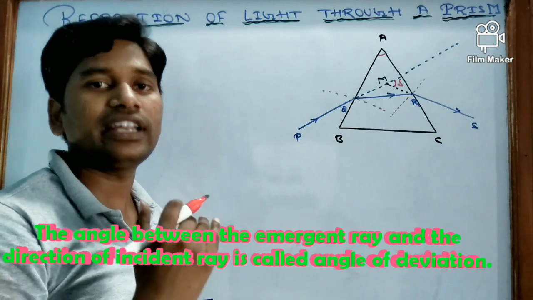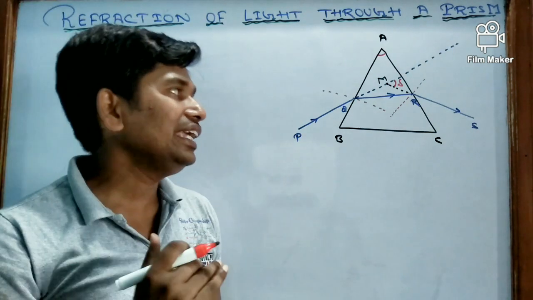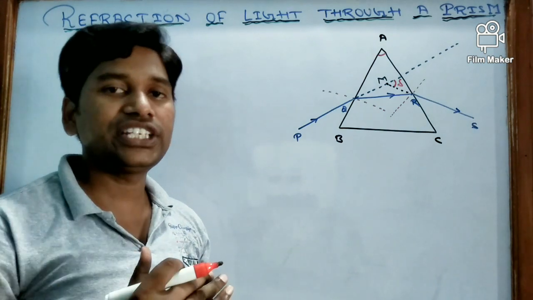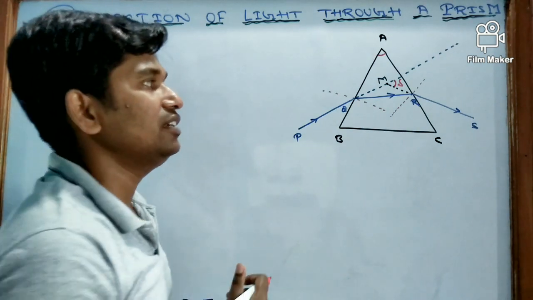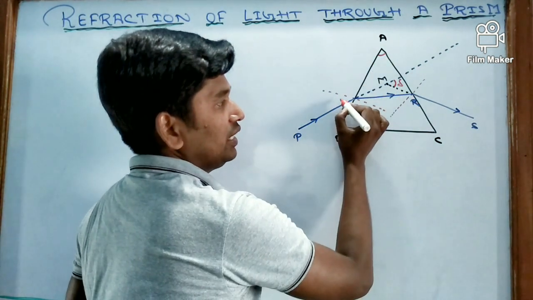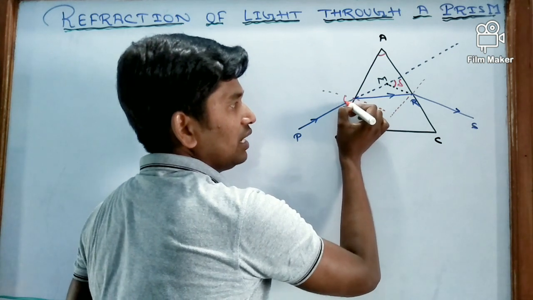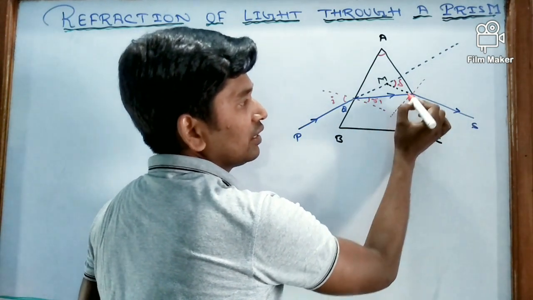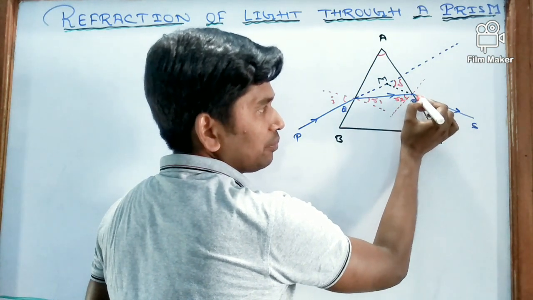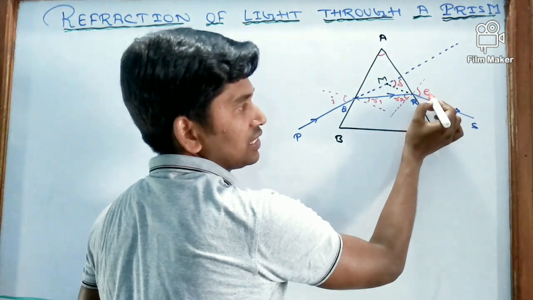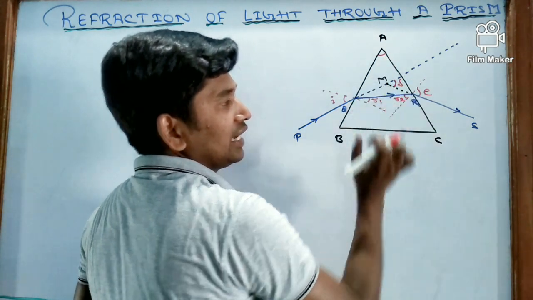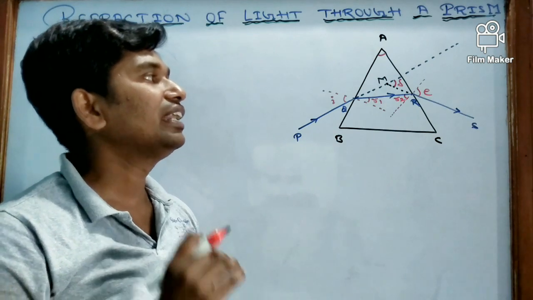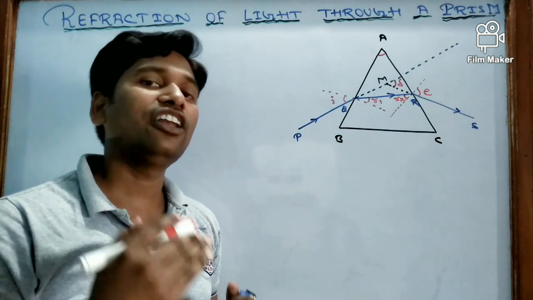Let us derive a relationship between I, the angle of incidence, A, the angle of prism, delta, the deviation, and the emergent angle. The angle between the incident ray and normal is known as the angle of incidence I. Let this angle be R1, this angle be R2, and the angle between the emergent ray and normal is known as the angle of emergence E. So we will find the relation between I, E, A and delta, that is, the determination of the angle of deviation.